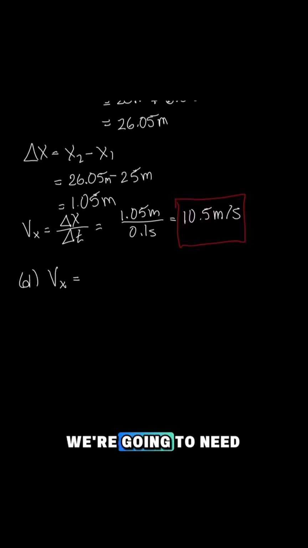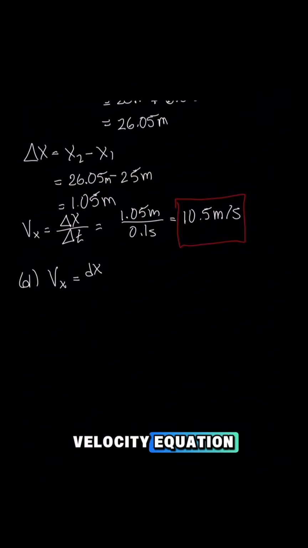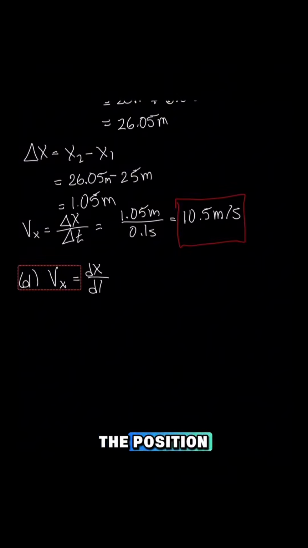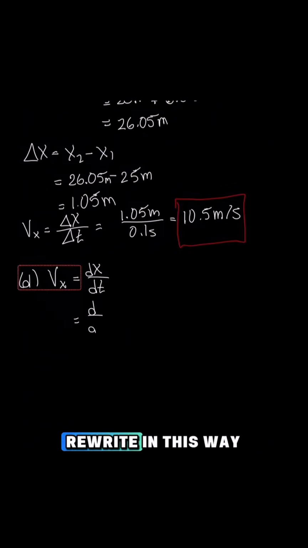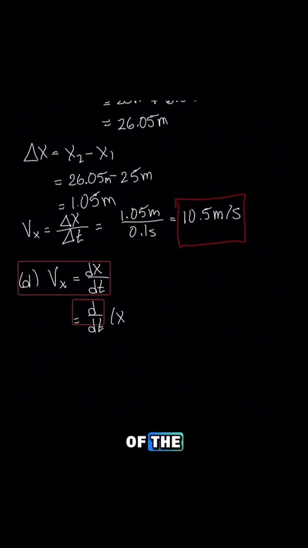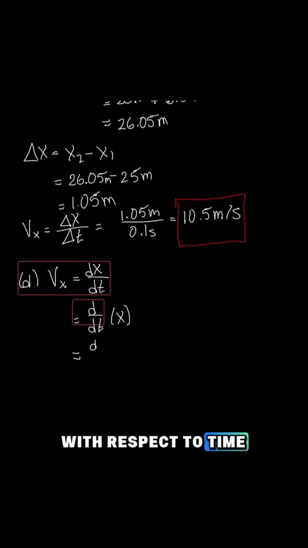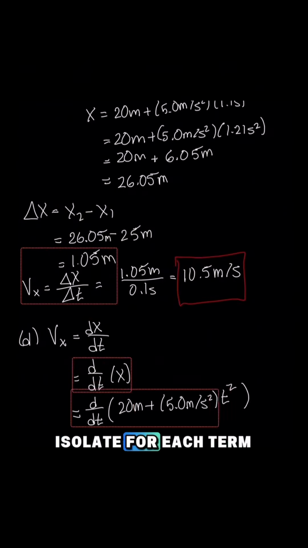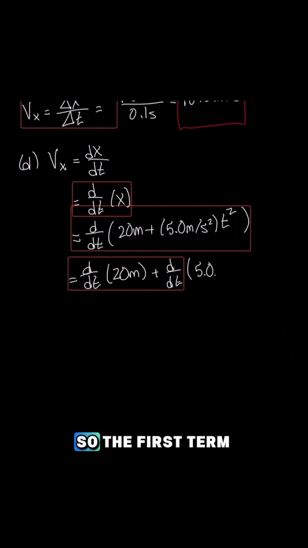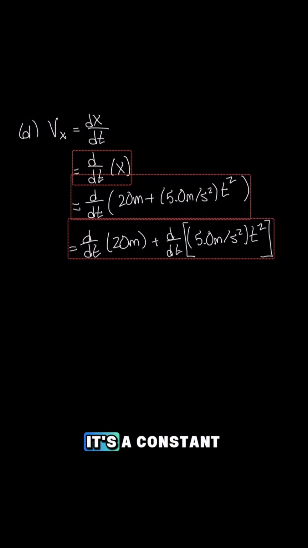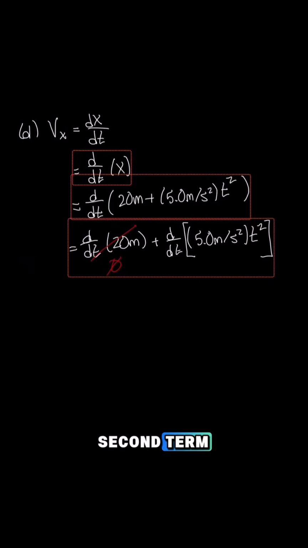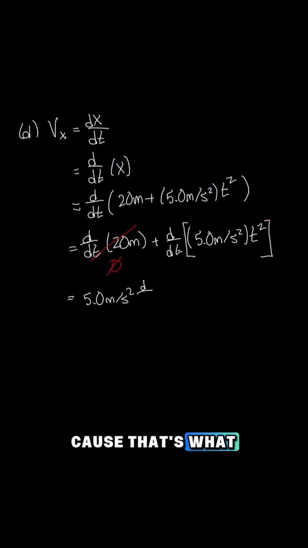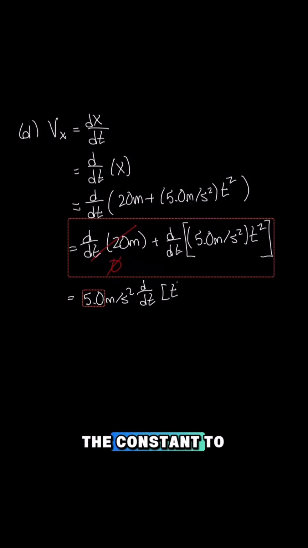So to solve for that, we're going to need to use the instantaneous velocity equation that uses the derivative of the position. So then we can rewrite it in this way to show that we're taking the derivative of the x position equation with respect to time. And then we can plug in the equation for x and isolate for each term, and then take the derivative. So the first term is 0 because it's a constant, and then we just have the second term, and then we can isolate just for the independent variable t squared, because that's what we're taking the derivative of. So we pull out the constant to the other side.